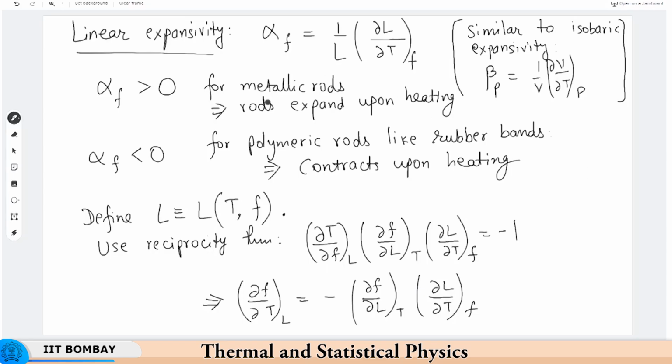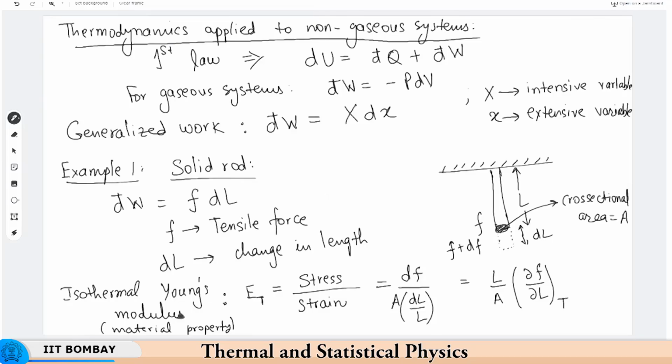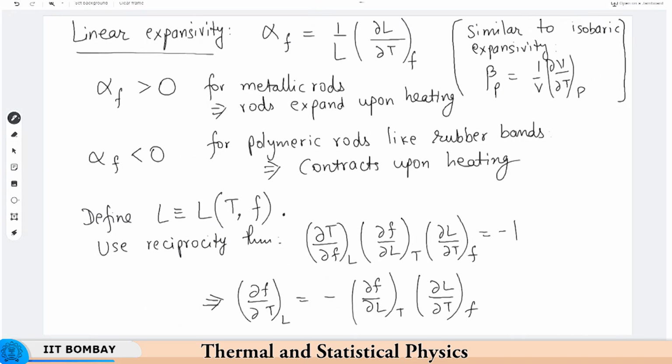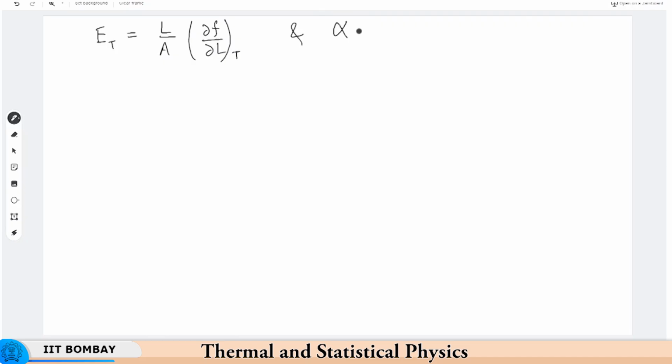Okay. But remember the definition of isothermal Young's modulus, right. That contains del F by del L at constant T. So, I can just substitute. Remember E T, which is the Young's modulus at constant temperature, we saw this was L divided by A times del F by del L at constant T, and also the linear expansivity, alpha f, as 1 by L del L by del T at constant F.